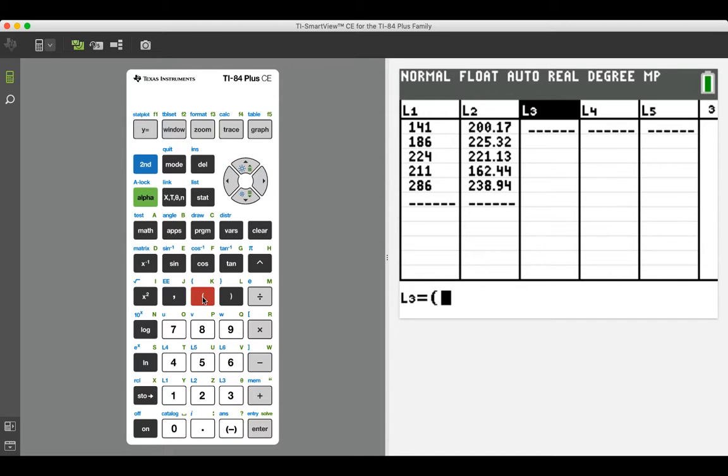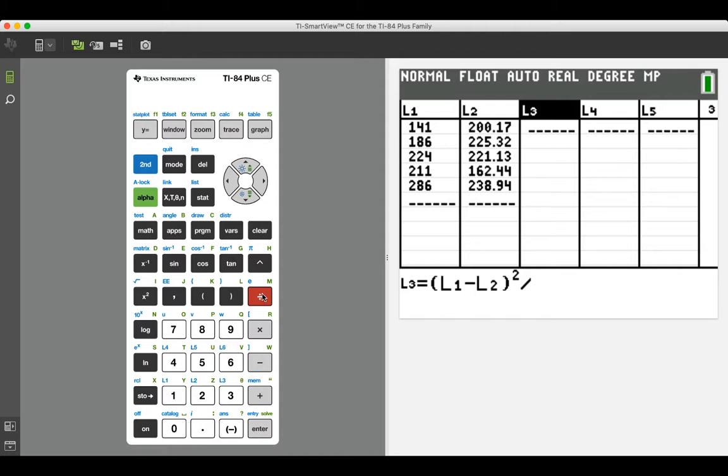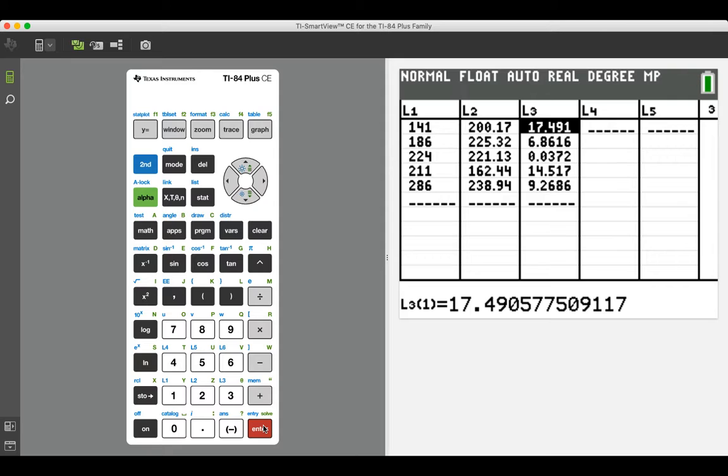So parentheses, we want L1, so list 1 is all your observed, list 2 is your expected. To get L1, remember you want to use your second key and hit 1 for L1, 2 for L2, 3 for L3, and so on. So L1 minus L2, close your parentheses, square that, and then divided by your expected, so that'd be L2. Once you hit enter, it'll calculate all of those values for you. And then remember, to get the chi-squared statistic, we're supposed to add all the numbers in that last column together, and that'll give you our chi-squared statistic.